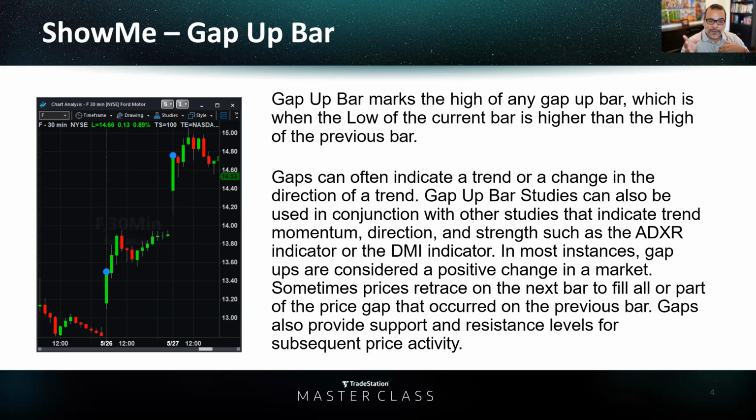A gap up bar study, we're talking about, if it gaps up, it can be used in conjunction with other studies that indicate trend momentum, direction, and strength, such as the ADXR indicator or the DMI indicator. In most instances, gap ups are considered a positive change in the market. Sometimes prices retrace on the next bar to fill all or part of the price gap that occurred on the previous bar. Gaps also provide support and resistance levels for subsequent price activity.